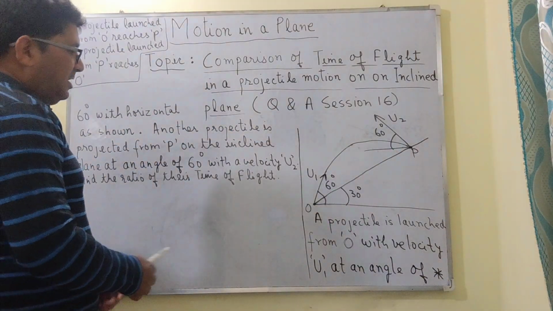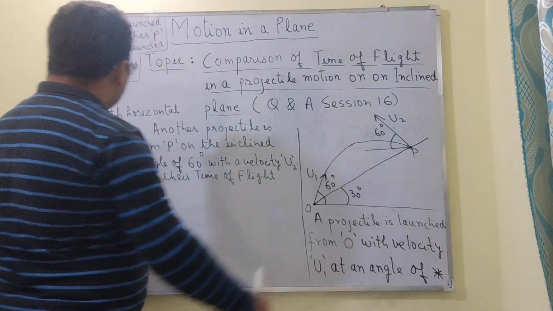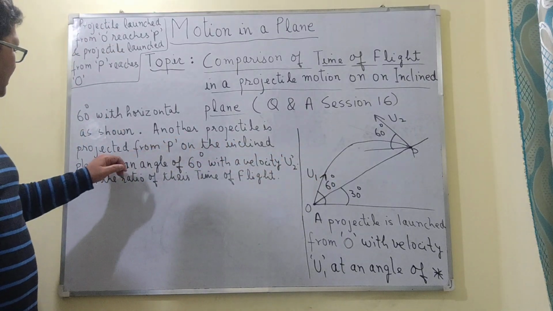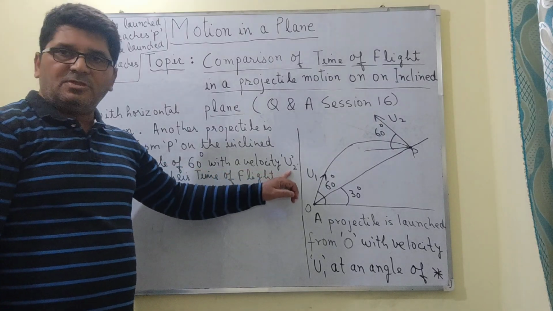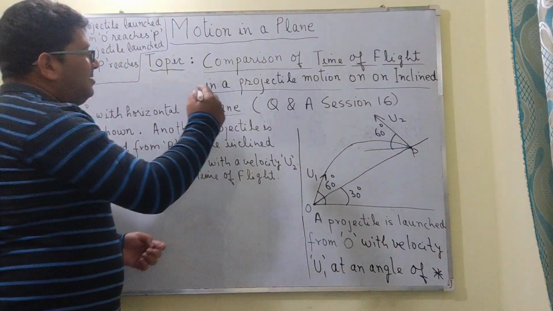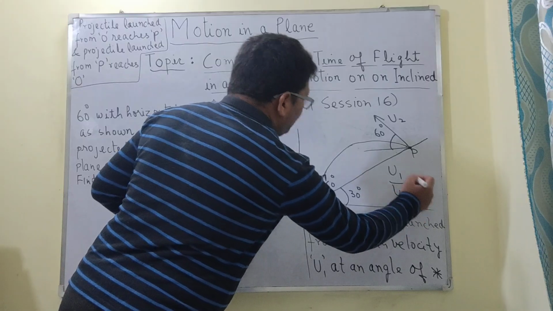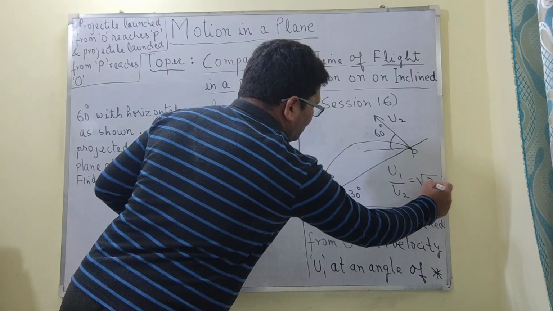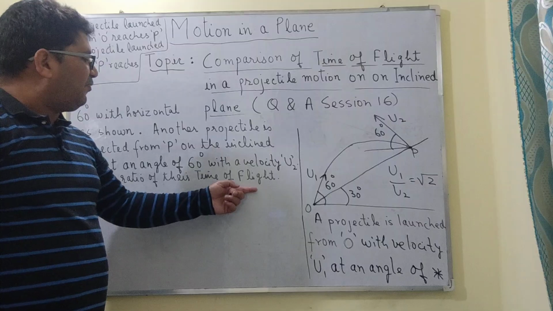So here the question is, a projectile is launched from the point O with a velocity u1 at an angle of 60 degree with the horizontal as shown in this figure, and another projectile is projected from the point P on the inclined plane at an angle of 60 degree with a velocity u2. In session number 15 the ratio u1 upon u2 was equal to root 2. So we have to find the ratio of their time of flight.